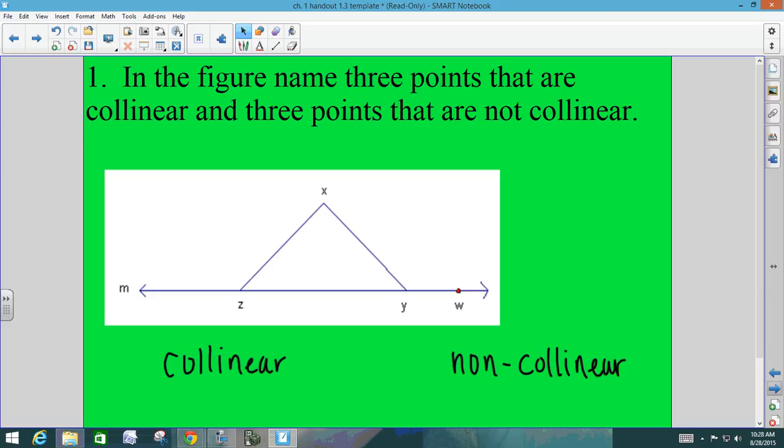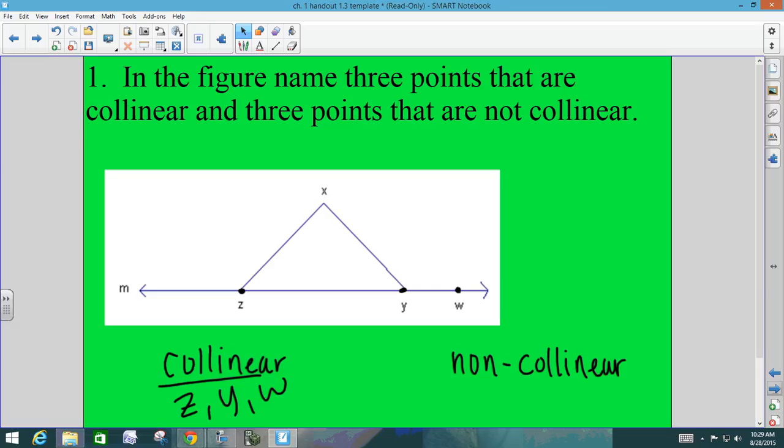Dylan, what's it mean to be collinear again? You got to be on the same line. So you're trying to find 3 points that are on the same straight line. Sydney, what do you think? Exactly, Z, Y, and W. Z, Y, and W are all on that horizontal line.